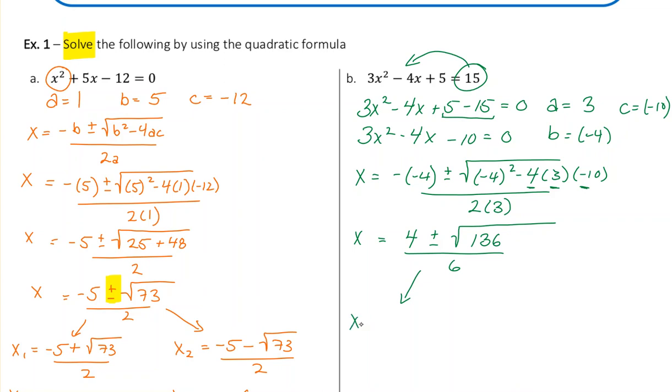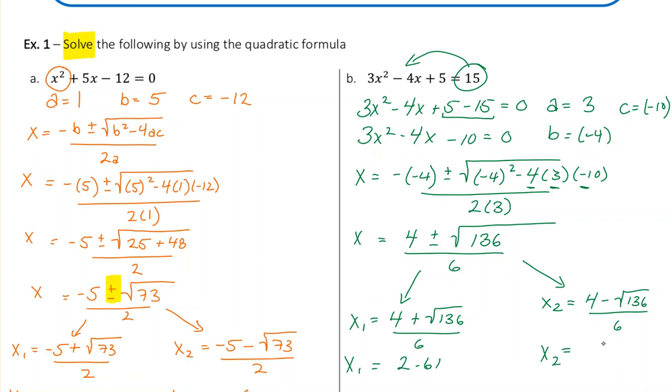Again, at this point, you're going to branch off into solving for two separate values of x. First one would be 4 plus the square root of 136 divided by 6. The second one would be 4 subtract the square root of 136 divided by 6. Okay, well, our first value of x, if you solve that out, x1 is going to be equal to 2.61, and x2 is going to be equal to negative 1.28. And there you have used the quadratic formula. The only difference in this problem was we had a little bit of rearranging to do in our initial equation.